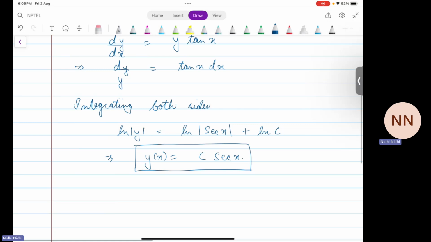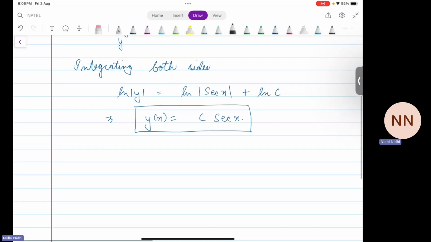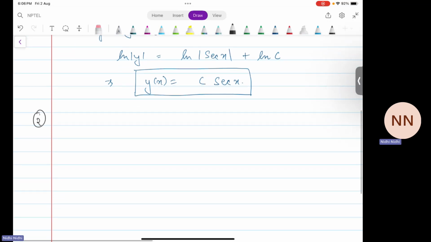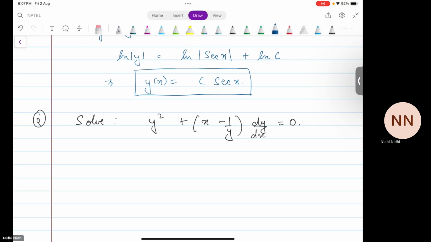Okay, then let's move to the next question. Solve y square plus x minus 1 by y dy by dx is equal to 0. Here we can't say that we can separate the variables, or one might think that it is a kind of linear equation in variable x, because the maximum power of x here is 1.